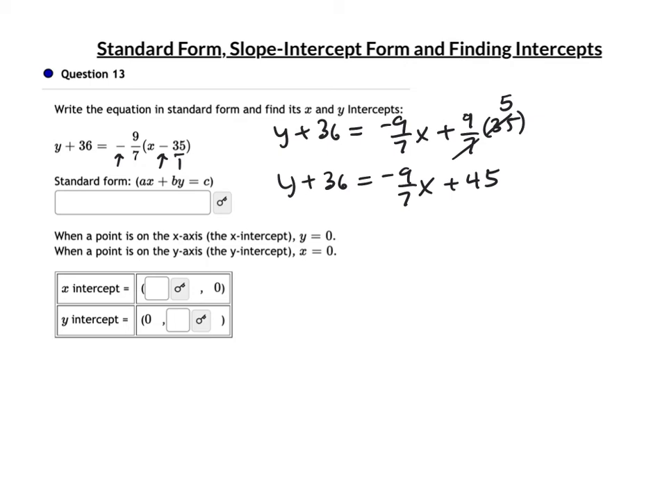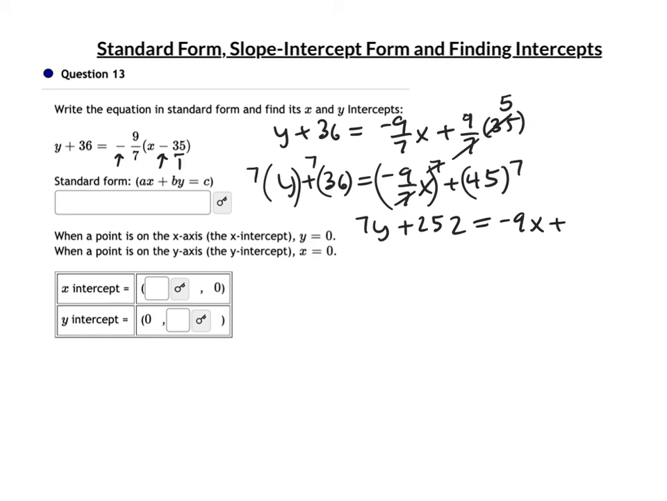Now we'll get rid of fractions. We're going to multiply everything by 7. That's what will get rid of division by 7. So we have 7y plus 7 times 36 is 252 equals, the 7's cancel, negative 9x plus, and 45 times 7 is 315.